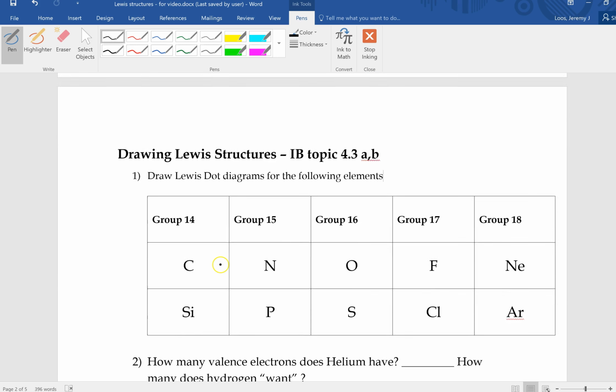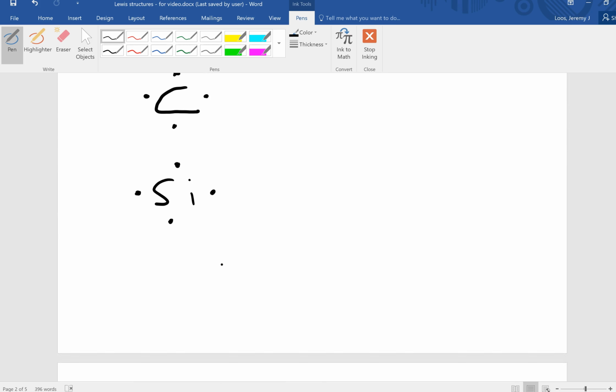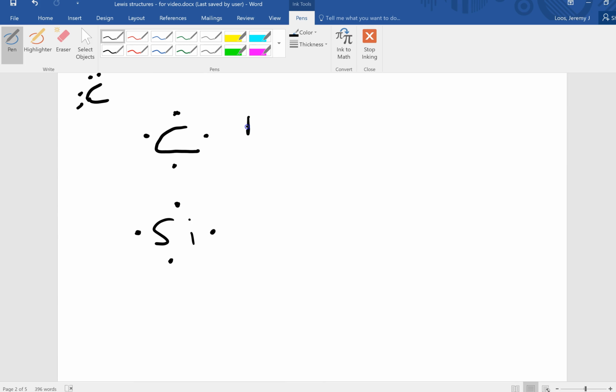Now, if we go back down, the next one is nitrogen and phosphorus. Nitrogen has 1 more valence electron than carbon does, so it has 5. 1, 2, 3, 4, 5, and we could double that up at any one of those locations. It doesn't matter where I put the double electron. Like if I do phosphorus right below it, 1, 2, 3, 4, 5, I could put the paired electron down there, just like that.